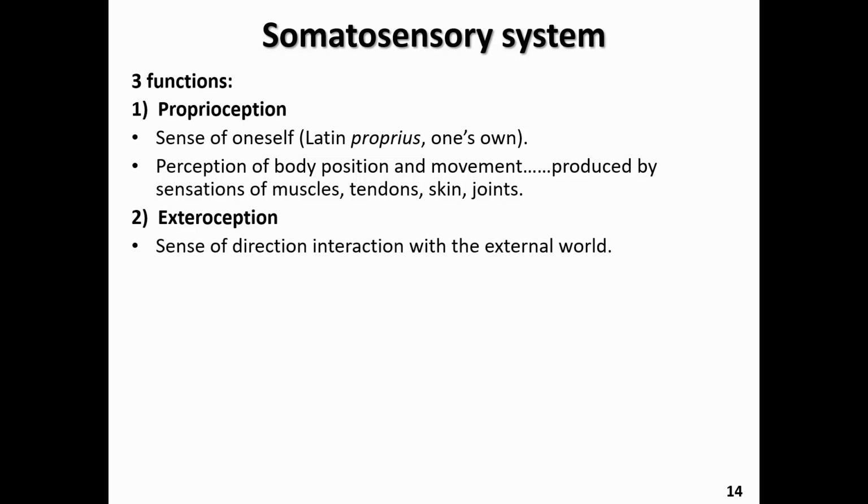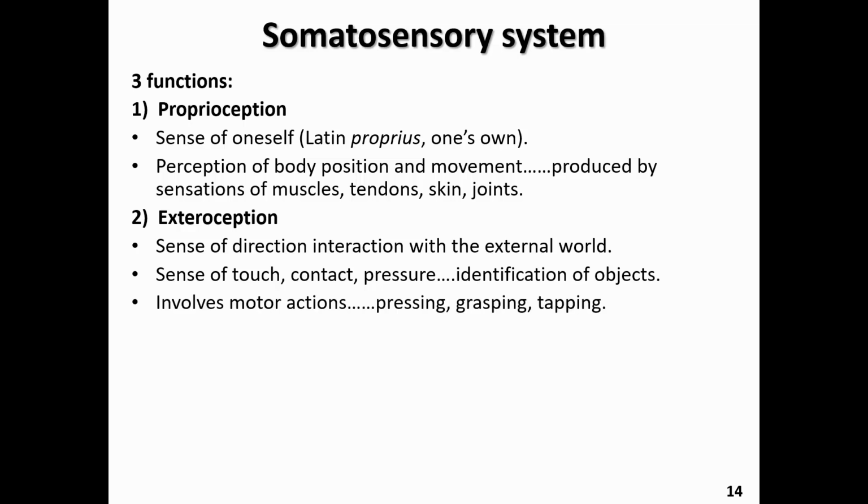Two other functions include what's called exteroception. Exteroception refers to a sense of direction and interaction with the external world. This includes the sense of touch, contact, pressure, and the identification of objects. The ability to perform motor actions, such as pressing, grasping, or tapping, does depend upon the ability to sense the environment.